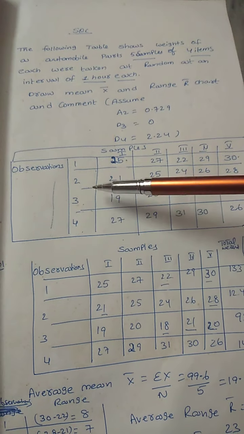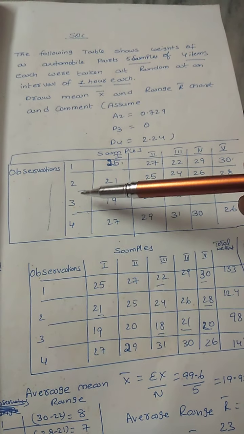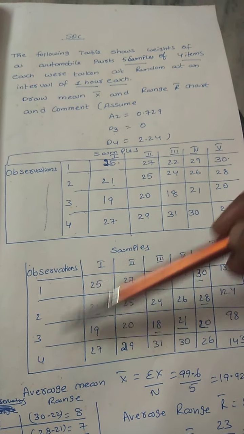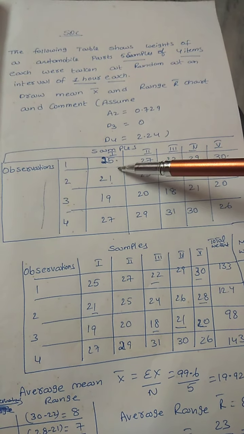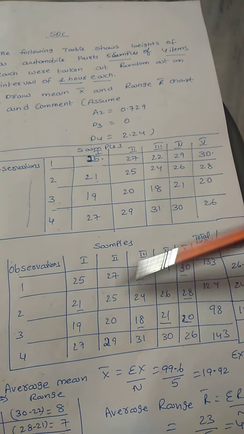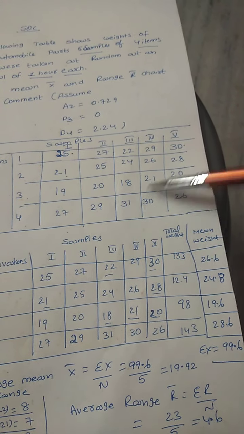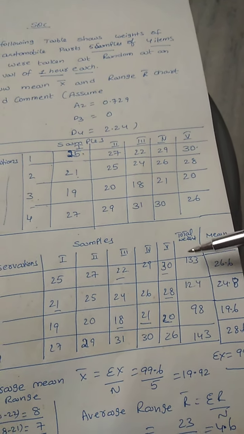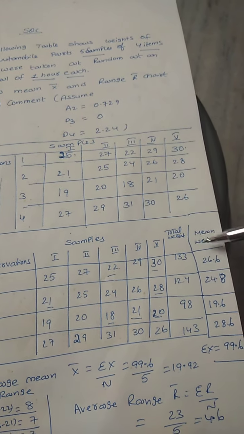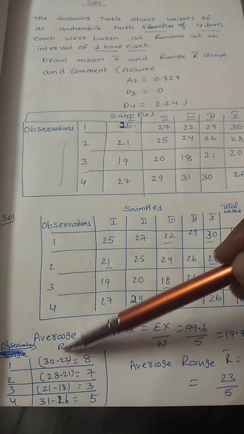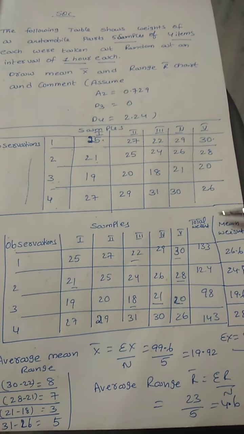This is a different problem in detail. So just post all the values here. Observations are 4 observations 1, 2, 3, 4. Just note down all the values for sample 1, sample 2, sample 3, sample 4 and sample 5 directly. And here you should find the total weight, mean and range.